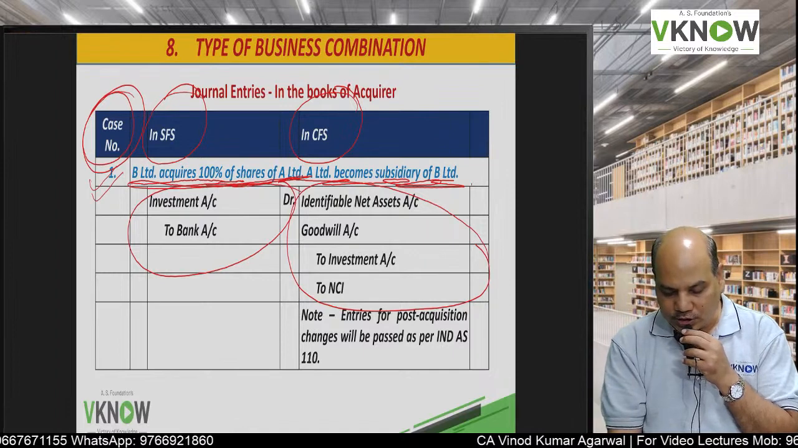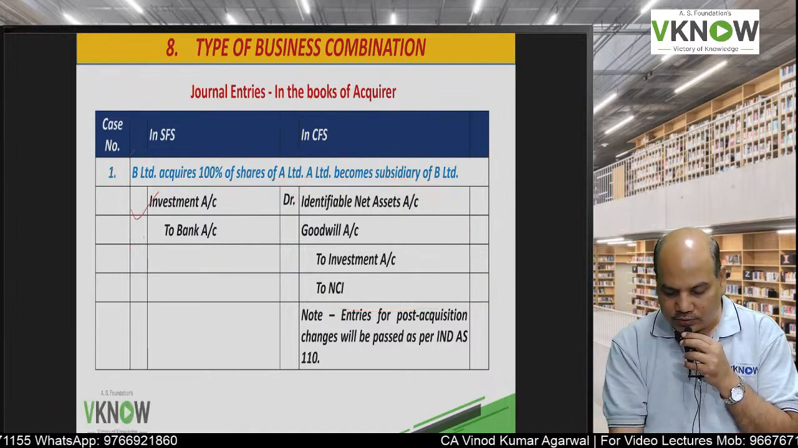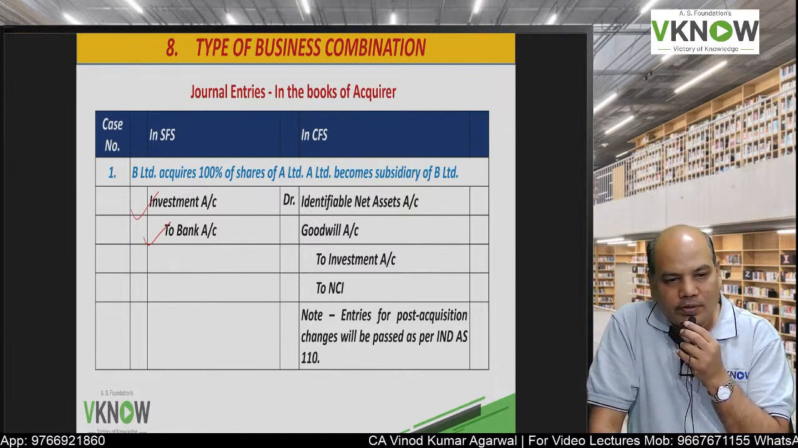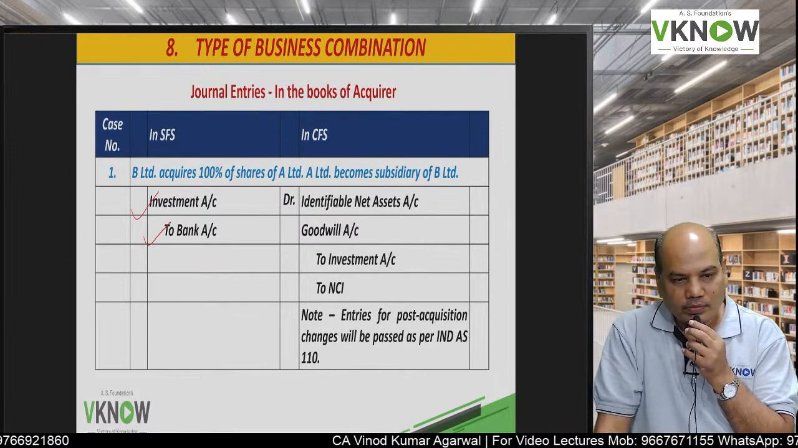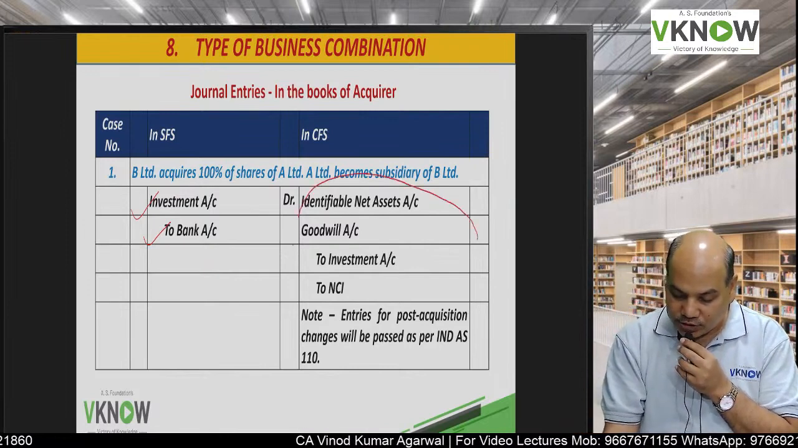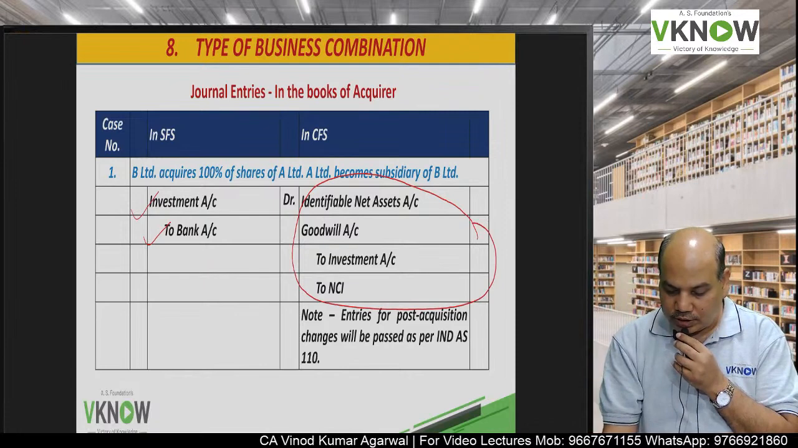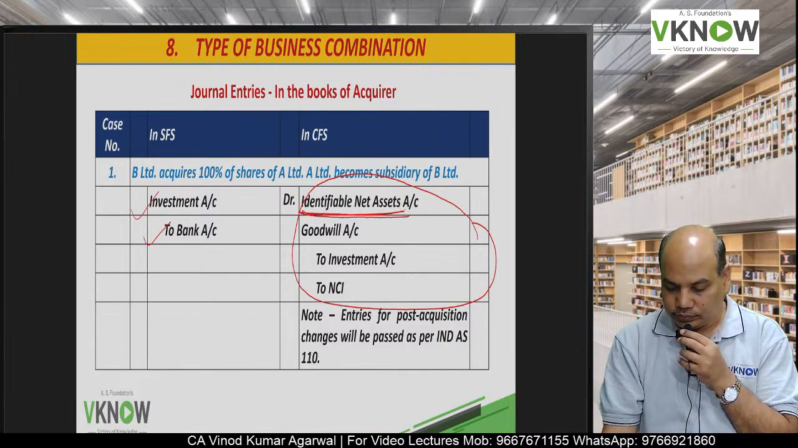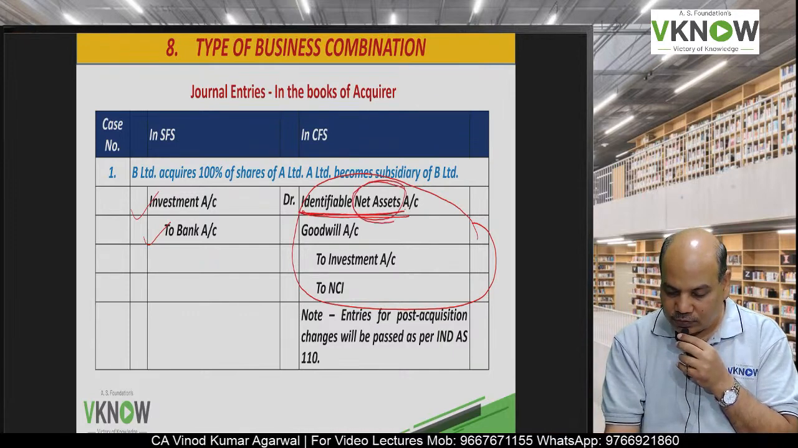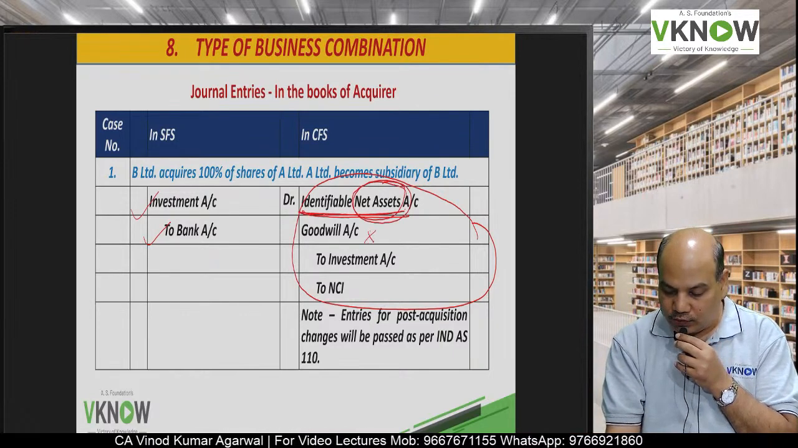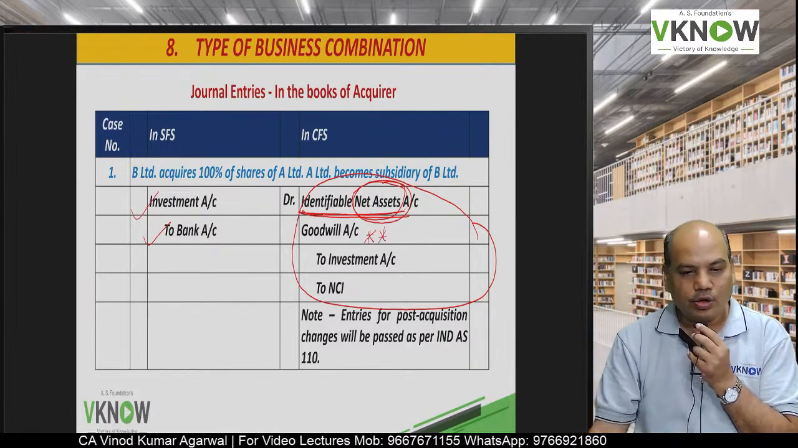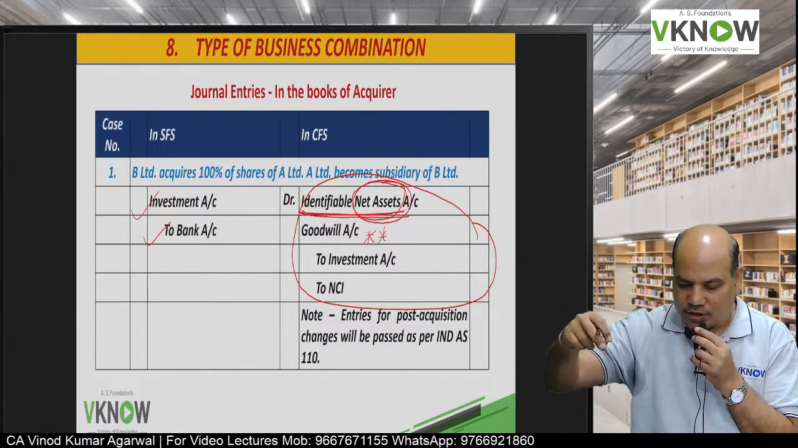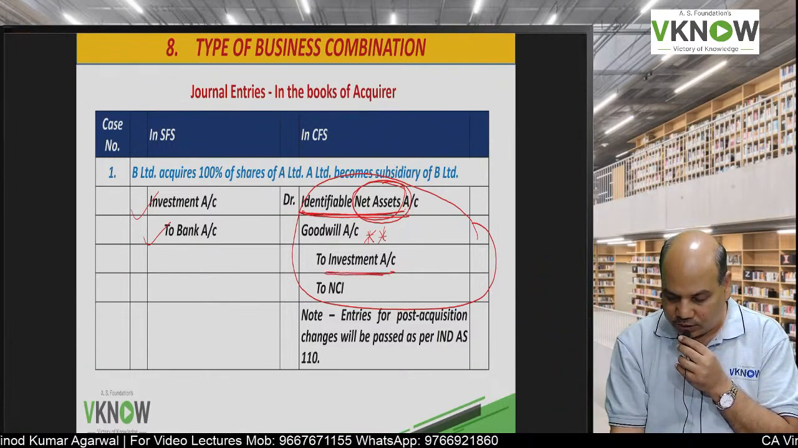So in the separate financial statement, if you acquire shares in a subsidiary, then you just pass the entry investment account debit to bank account. But in the consolidated financial statement, we will pass the entry identifiable net assets acquired at fair value, meaning assets account debit, liabilities account credit, and goodwill will be the balancing figure. Any goodwill appearing in the books of the acquiree, you don't write it. Let the goodwill be the balancing figure here. Then to investment.